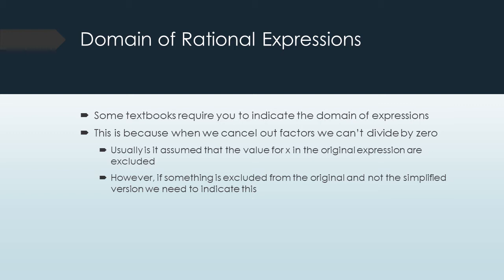It basically takes the original expression you're given and the domain there, and if you cancel something out and your domain is different in the simplified version, you have to specify the domain of whatever was missing. So this will make much more sense when you see it worked out.